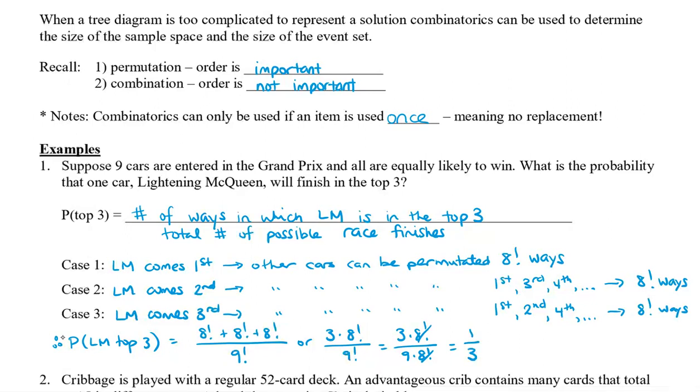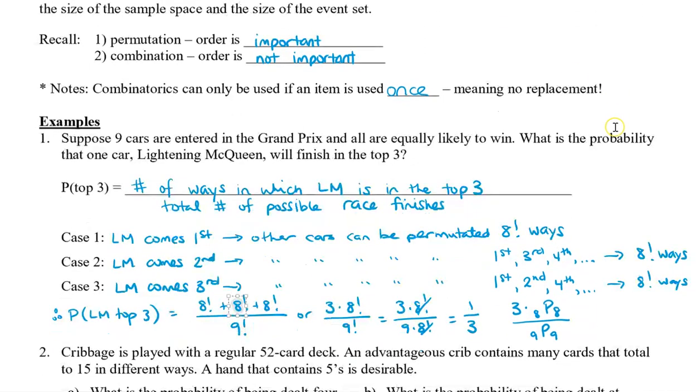We can also think of this as 3 times, so there are 3 positions for Lightning McQueen, and then 8P8, because the other 8 cars can choose 8 different positions, divided by 9P9, because there are a total of 9 positions and 9 to choose from. And that also will give us 1/3.